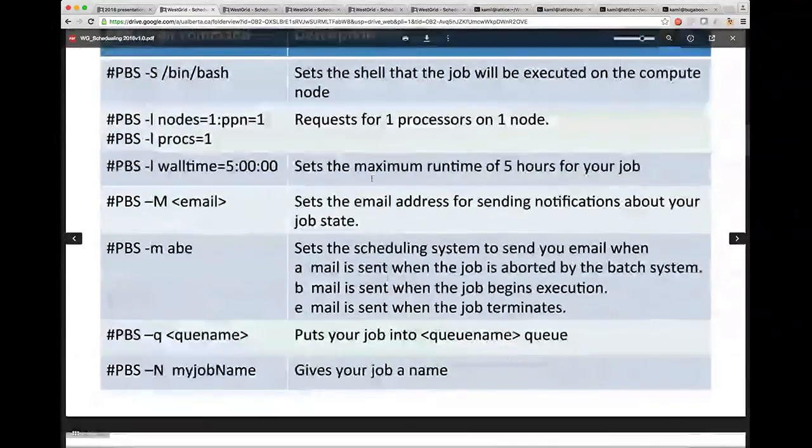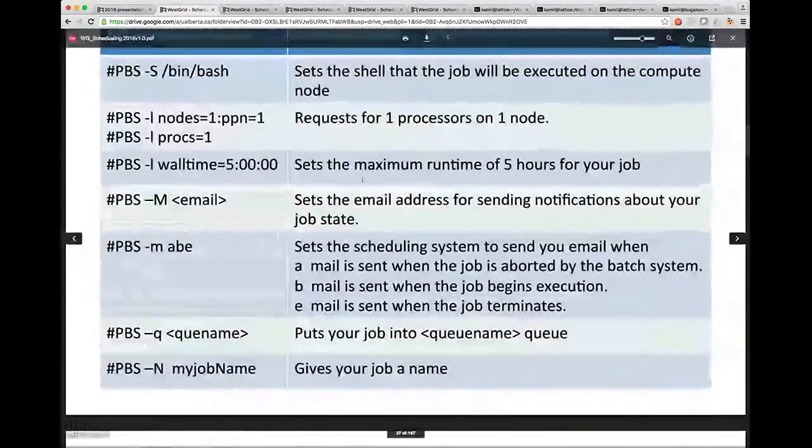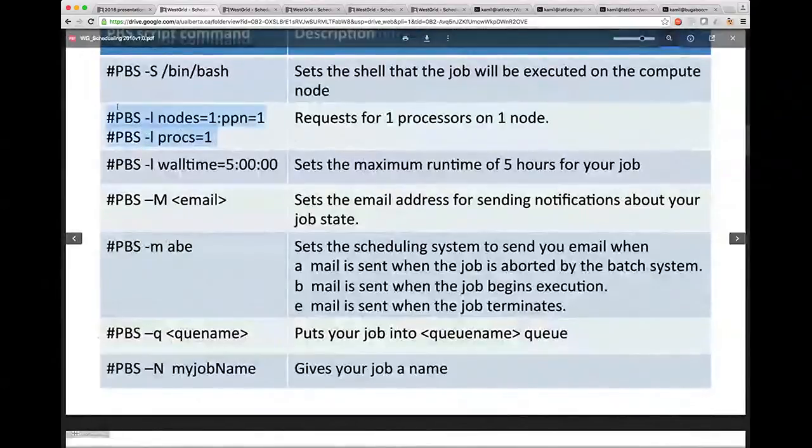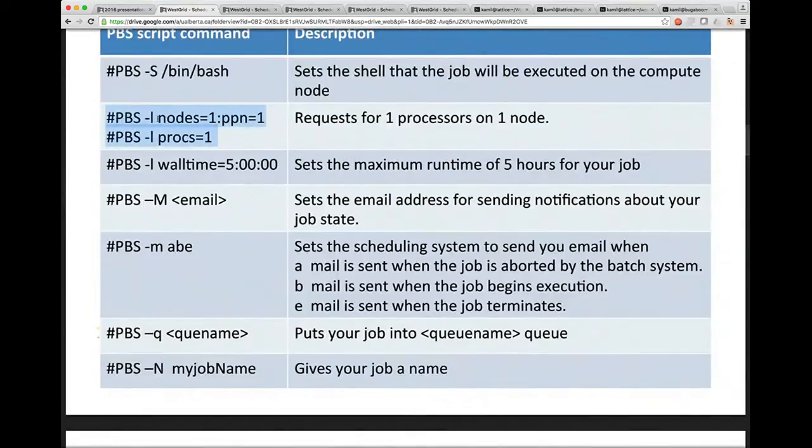And we already went through all this. As you can see here, for one processor, you can request it in either format. It means the same thing. nodes=1:ppn=1 is the same thing as procs=1. They do mean different things when you ask for more processors or cores.